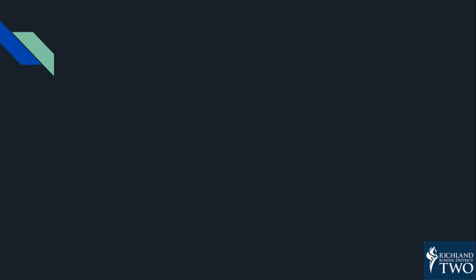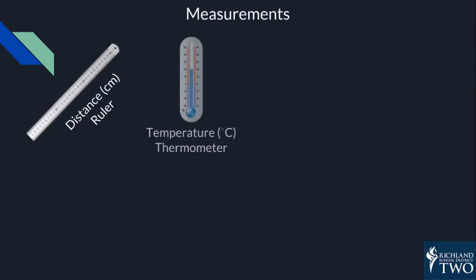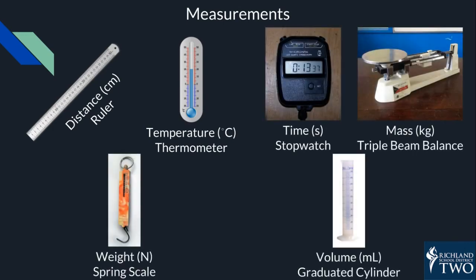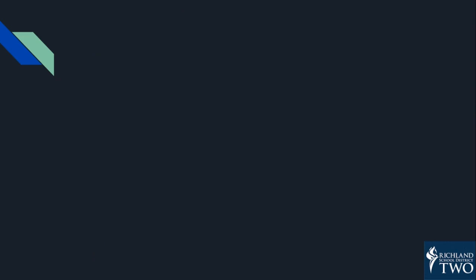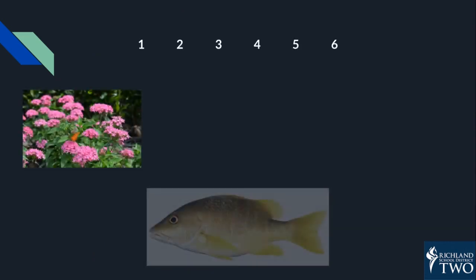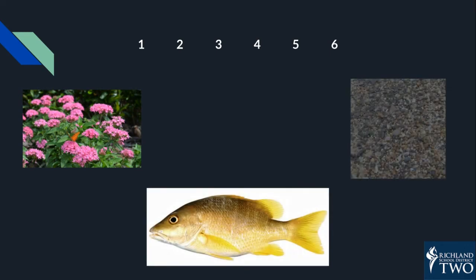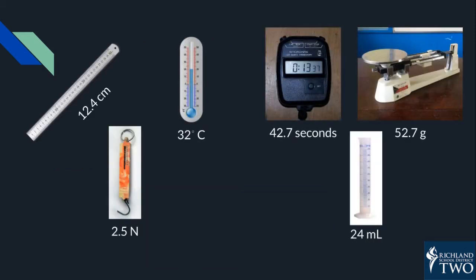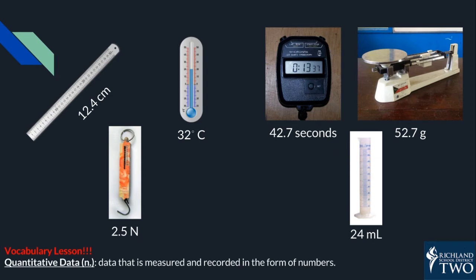Data comes in many forms. When you, as a scientist, measure something, distance, temperature, time, mass, weight, volume, those numbers are all data. When you, as a scientist, count something, the number of flowers that grew on a plant, the number of fish that have a certain color, the number of rocks that are a certain size, those numbers are also data. Anytime your data is in the form of numbers, it is called quantitative data. Quantitative means that the data comes in the form of a quantity or number.